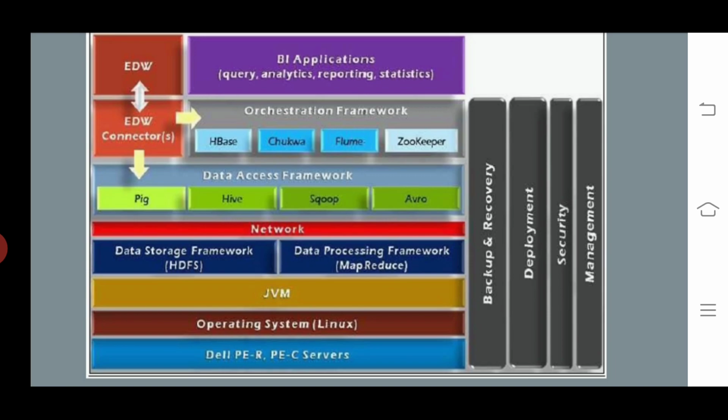Coming to the third block, you have to learn about the data access framework, how we can access the data in a framework. The elements are Pig, Hive, Sqoop, Avro. I can discuss these elements in the slide below, one by one, what is what. And coming to the data storage block, if you want to store data on the framework side, it is the Hadoop file system.